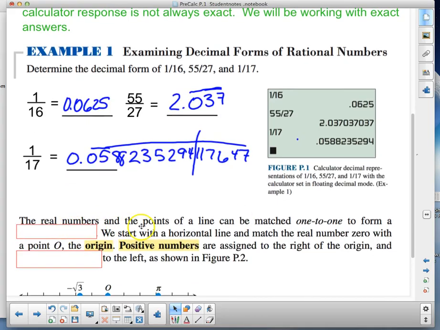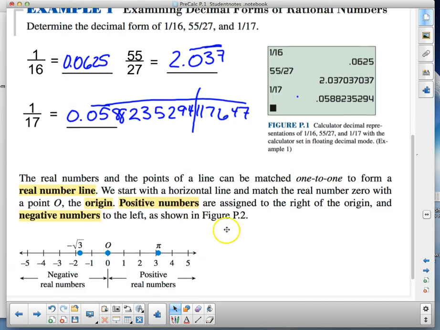Now, real numbers and the points of a line can be matched one-to-one to form a real number line. I know you've seen this before. We start with a horizontal line and match the real number 0 with a point O, the origin. Positive numbers are assigned to the right of the origin and negative numbers to the left, as shown here. So I got my positive numbers to the right, my negative numbers to the left. And when I'm talking about my number lines, I'll talk about just where it is to the right or left.